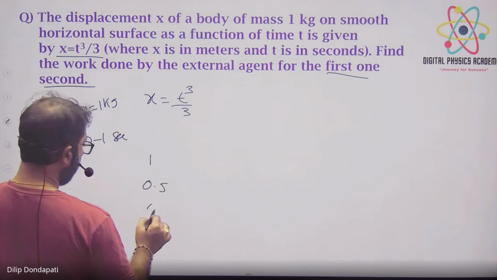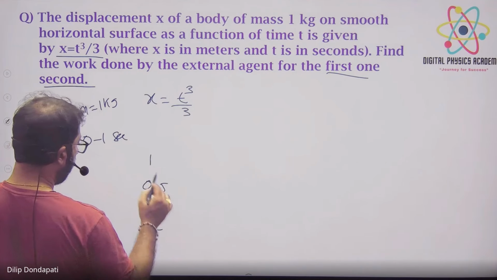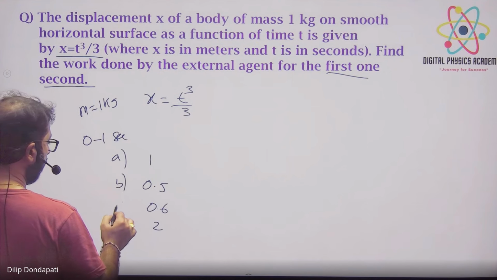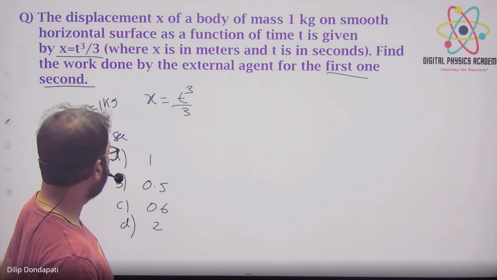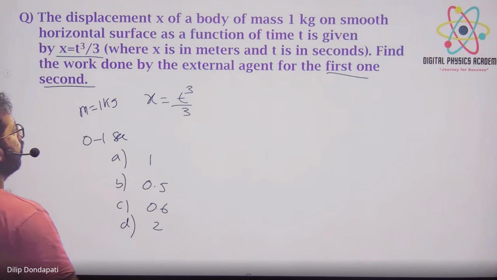Sir, options. Sir, I'm getting 3 by 4. Oh, wait. Sir, it's 0.5. Okay, let's see what all is there.